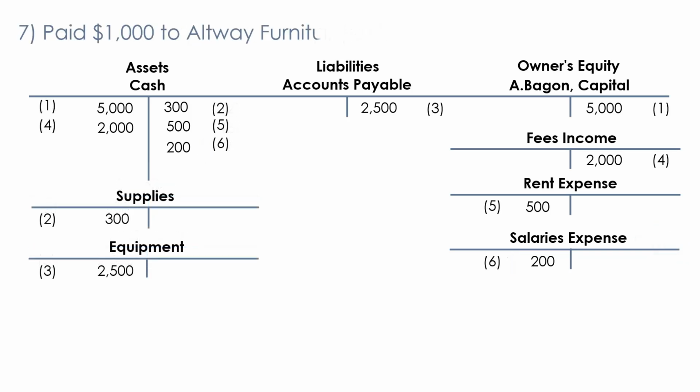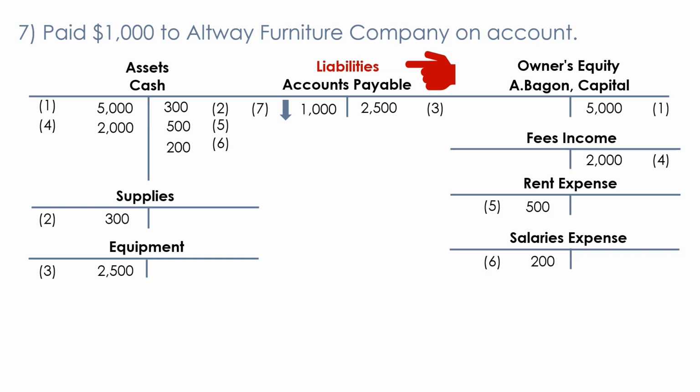Mr. Bacon made a $1,000 payment to Altway Furniture Company to settle part of an outstanding account. This transaction reduces the company's liabilities because the payment fulfills a portion of the amount owed. To properly record this, we debit the accounts payable account for $1,000, reflecting the reduced liabilities. At the same time, we credit the cash for $1,000 to account for the decrease in assets resulting from this payment.